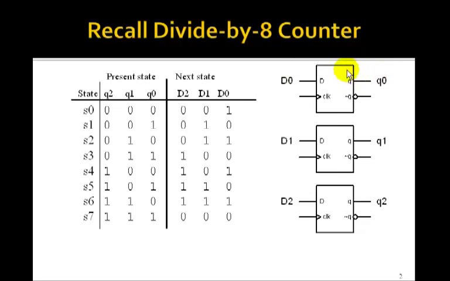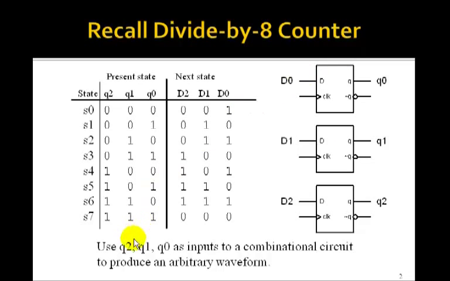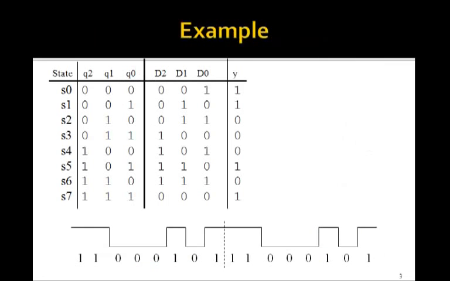Recall this divide by 8 counter. Remember, we had the 3 bits which generated Q2, Q1, Q0 that counted from 0 to 7. So the idea is to use Q2, Q1, and Q0 as inputs to a combinational circuit that will produce the arbitrary waveform. Here's an example.